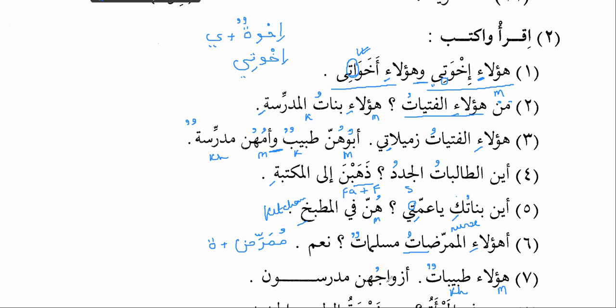Azwajuhunna. Azwaj means their husbands. Azwaj, the plural of zauj. So remember, the plural of zauj is azwaj. Their husband is mudarrisun. This is jama muzakkar salim, adding the suffix waw and noon. So this is our mubtada and this is our khabar.